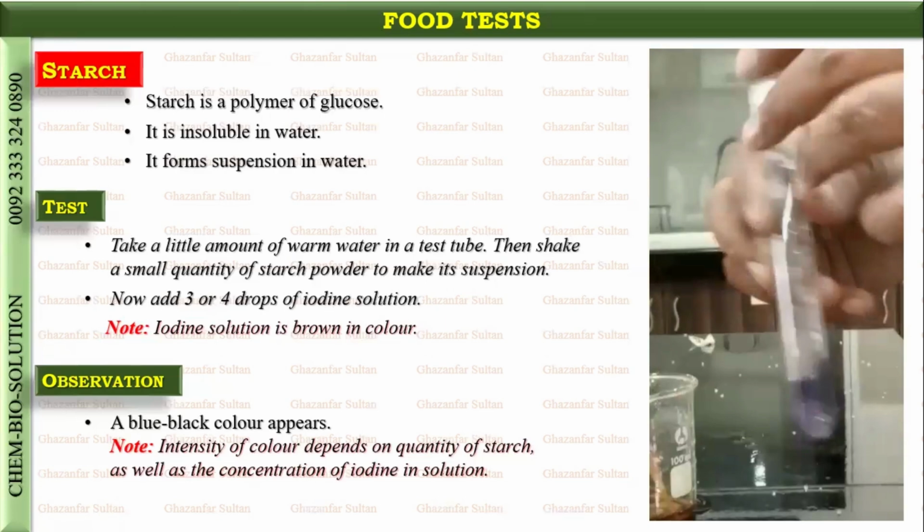So wherever you are going to detect in a sample whether starch is present or not, you can use this method. You just use a few drops of iodine, and it will give you a blue black color. The color intensity depends on the quantity of starch as well as the concentration of the iodine solution.